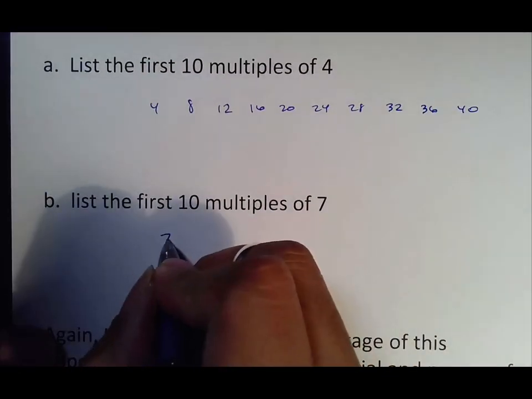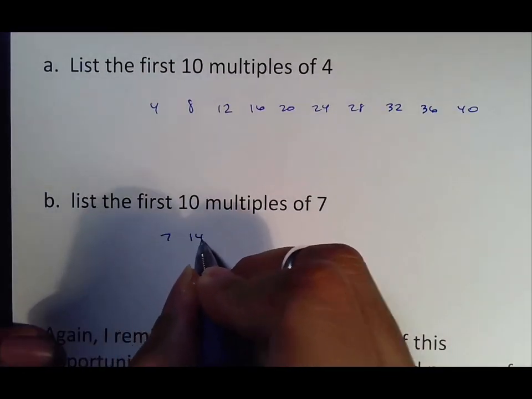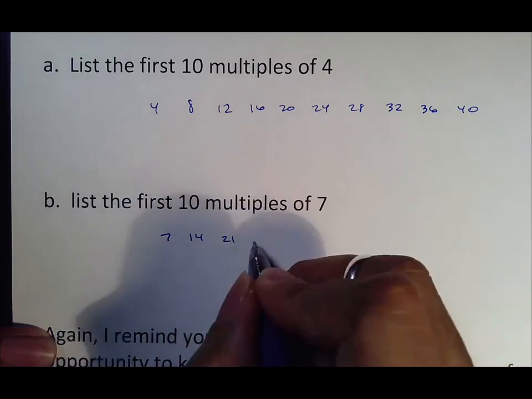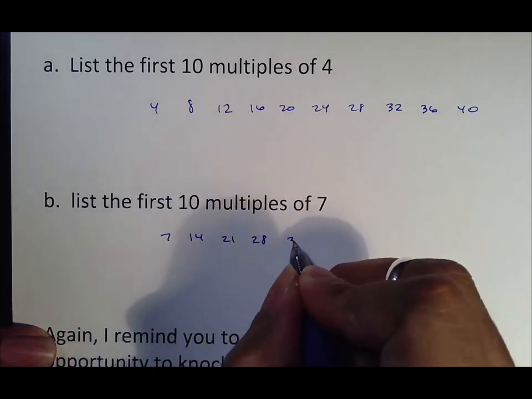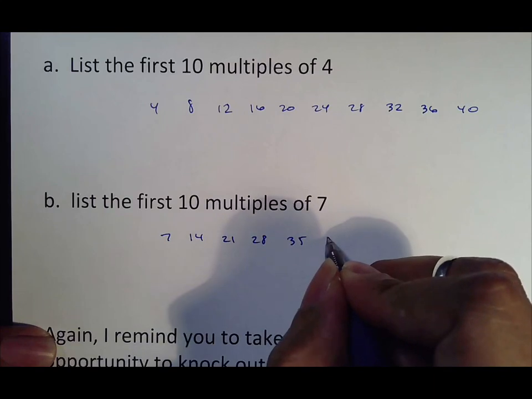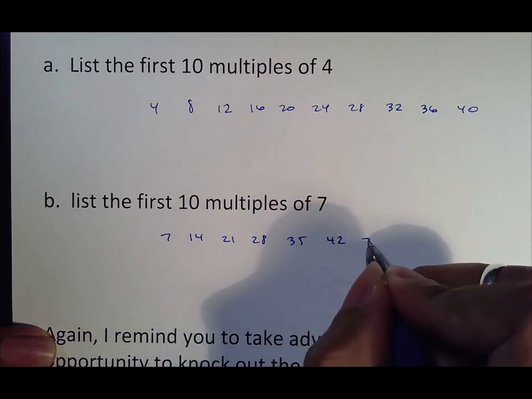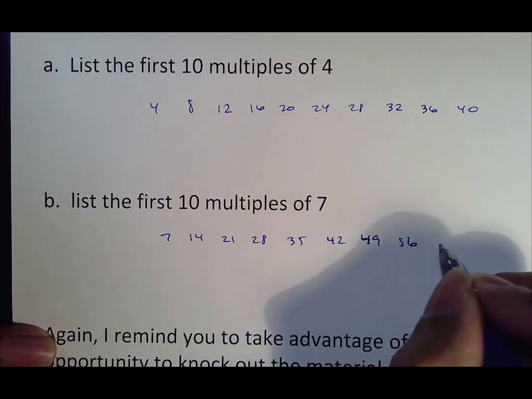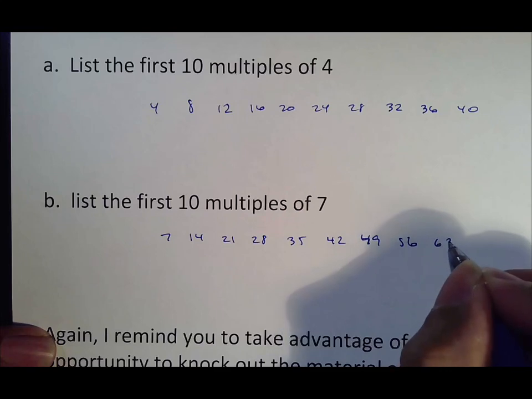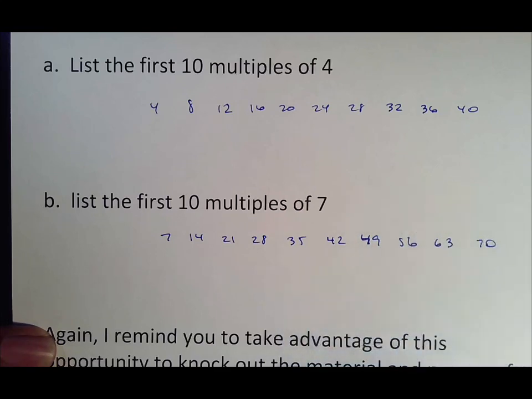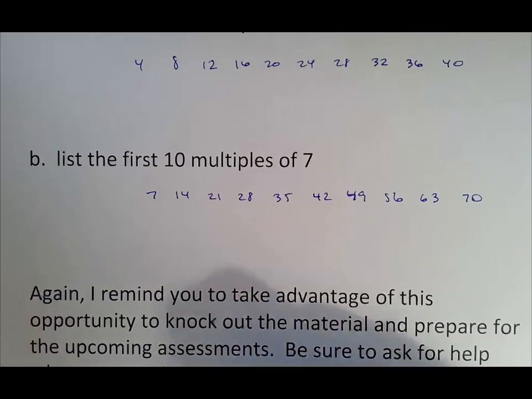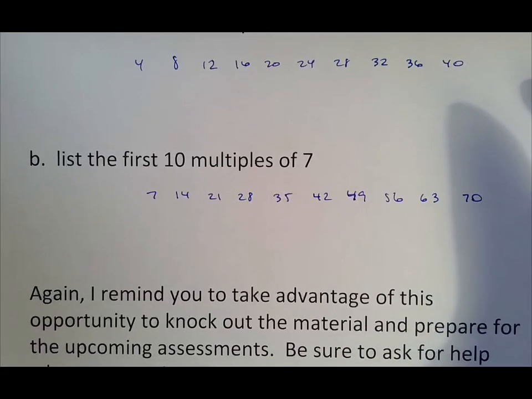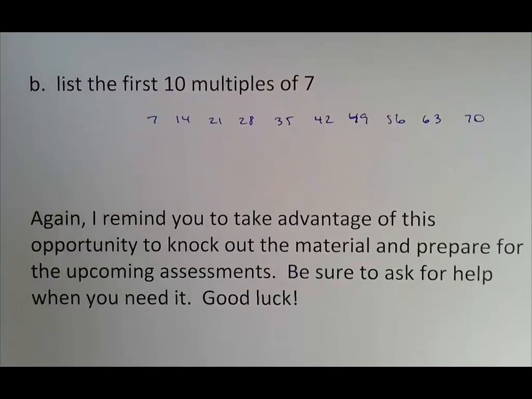First 10 multiples of 7 is 7. Then times 2 is 14. Times 3, 21. Times 4, 28. Times 5 is 35. Times 6 is 42. Times 7 is 49. Times 8 is 56. Times 9 is 63, and times 10 is 70. Again, notice how I even have to think going through that on my own. I probably could go the other way, but you have to think through this, and that's what it's about.